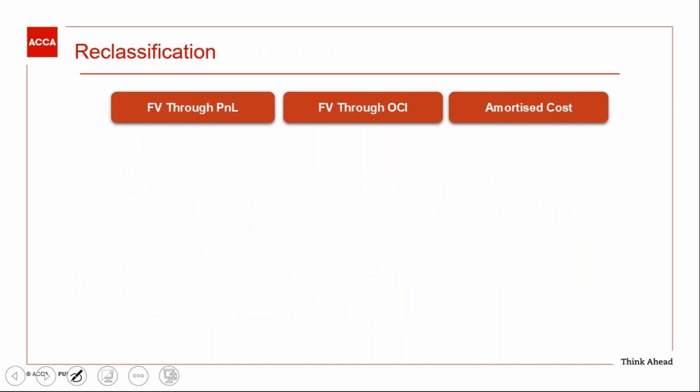Now, the next area that we're going to discuss is the reclassification. Reclassification means changing the category to another category.